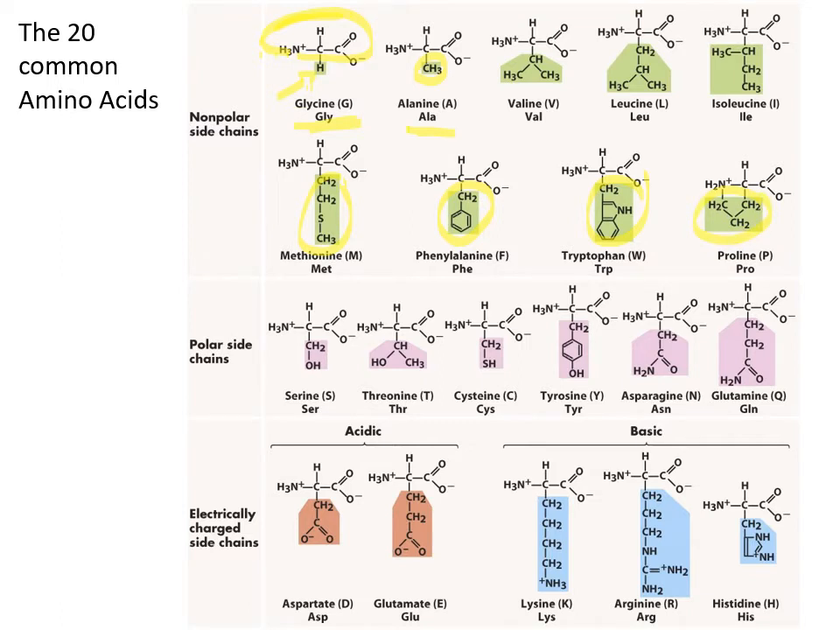And there are different types. There are ones that don't have polarity to them. The R groups are nonpolar. There's some R groups that are polar, and then there's some electrically charged ion versions of them as well, both acidic and basic. So different properties that these R groups can have.